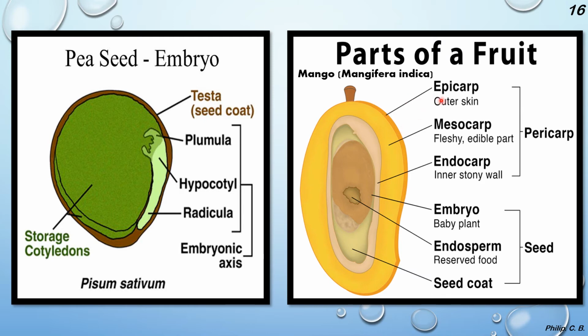Further, the epicarp is the outer skin, the middle mesocarp is the fleshy edible part which we consume, and the inner endocarp is the stony wall; together they form the pericarp. And the embryo, the inner seed part or baby plant, the endosperm which is the reserve food, and the seed coat together form the seed.